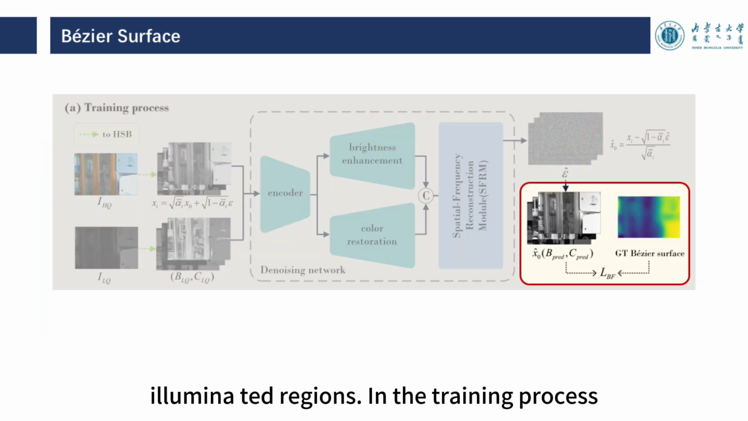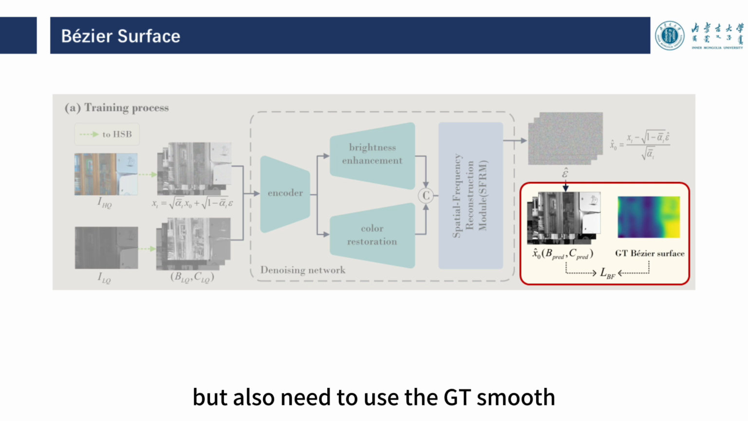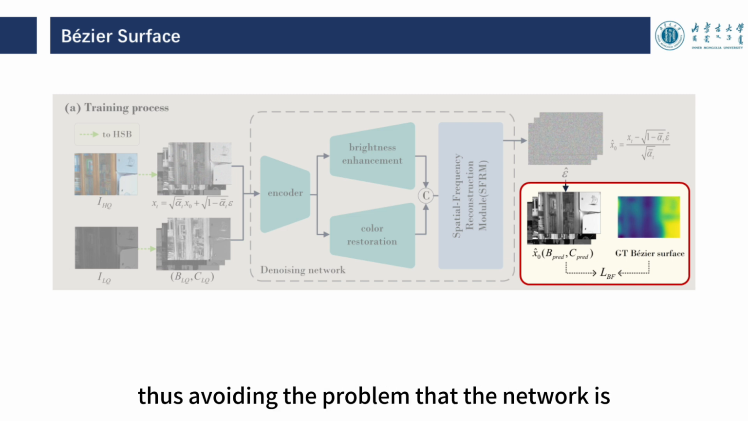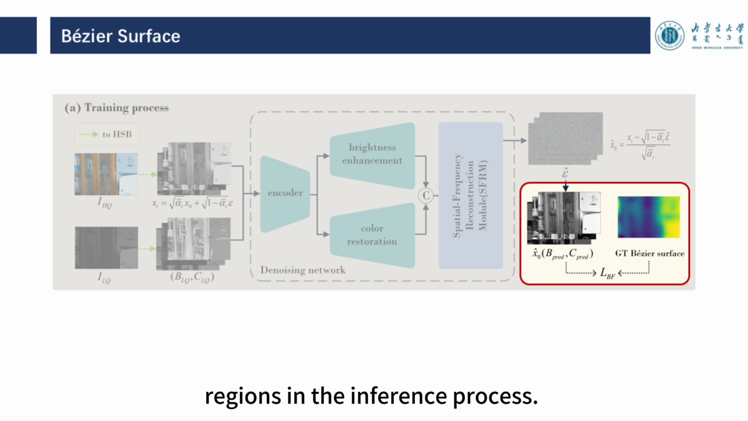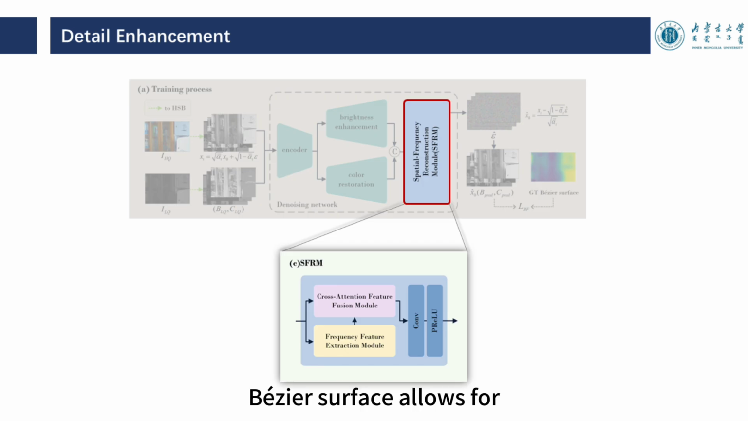In the training process, we not only need to use GT as a target constraint, but also need to use the GT smooth brightness distribution as a constraint, so as to make the brightness distribution of the reconstructed image more uniform, thus avoiding the problem that the network is difficult to deal with the unevenly illuminated regions in the inference process.